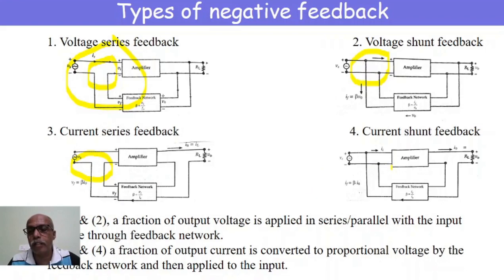In the fourth figure, again current is converted to the proportional voltage and is fed back to the input in the parallel manner. Figure 1 and 3 represent the series connections. Figure 2 and 4 represent the parallel connections. Figure 1 and 2 represent the output voltage applying to the input. Figure 3 and 4 represent the output current applying to the input by converting it into voltage. So this is about the concept of feedback.